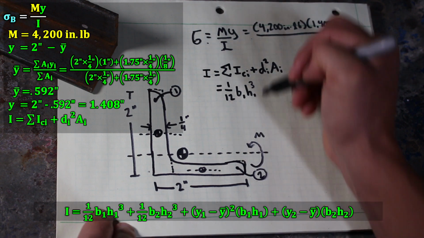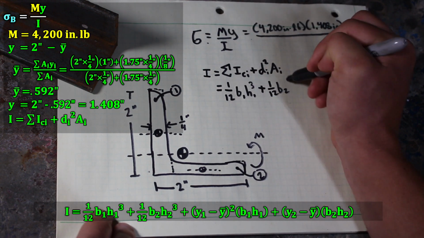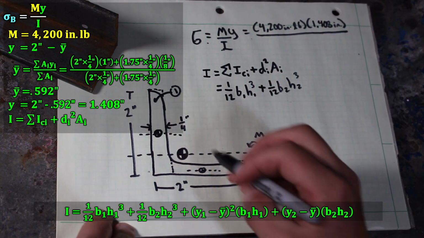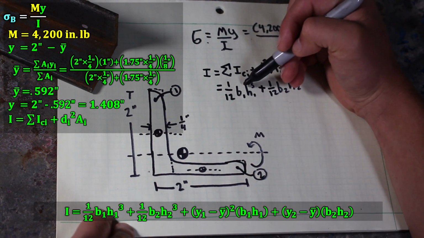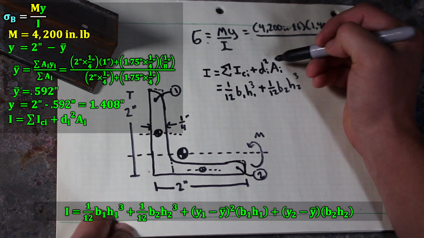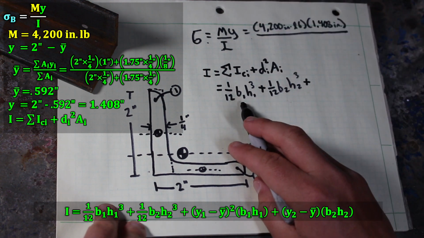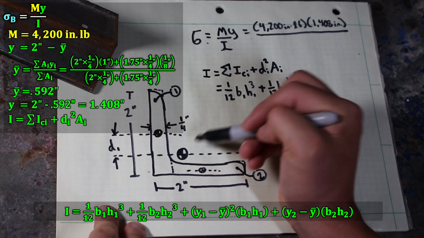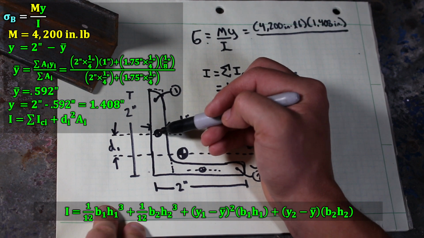So it will be the same thing for the other leg, 1/12 base 2 times height 2 cubed. Those are just the individual sub-shaped centroids added together, the I sub ci term for 1 and 2. But now we need to add our two d squared A terms. And for 1, d is this distance right here, the distance from our bending axis between the overall centroid and the sub-shaped centroid.